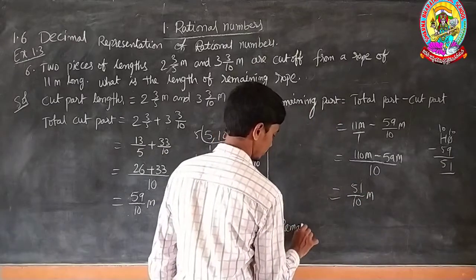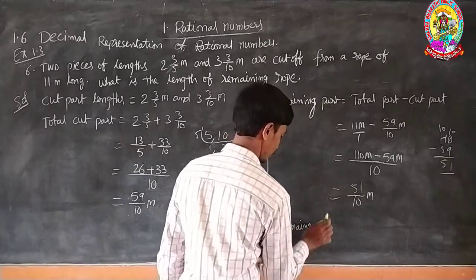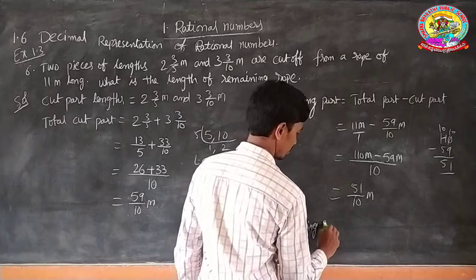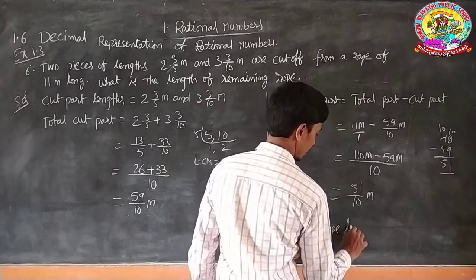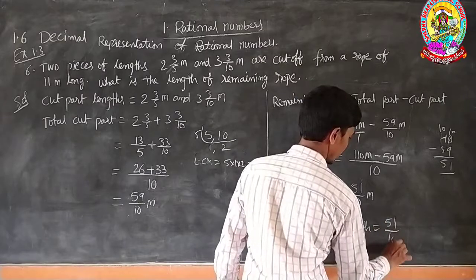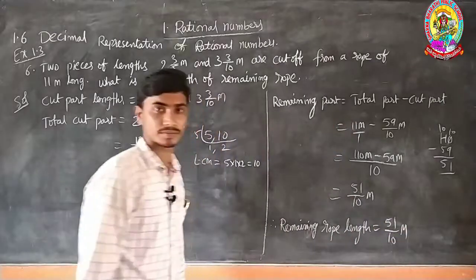So remaining rope length is equal to 51 by 10 meters.